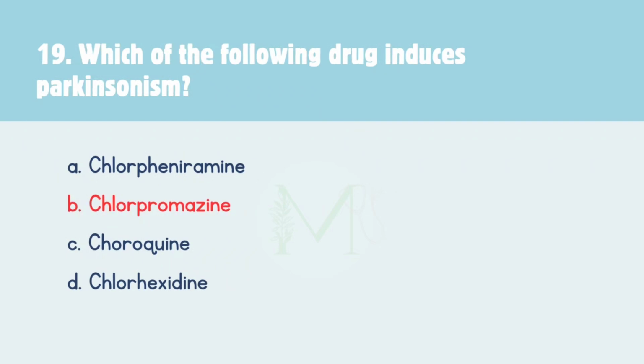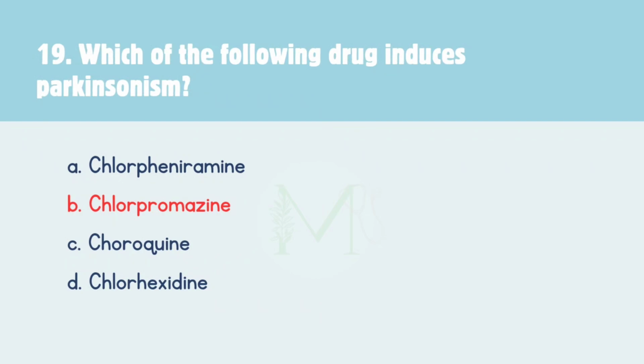Chlorpromazine is a typical antipsychotic that works by blocking dopamine receptors, which are D2 receptors in the brain. So dopamine plays an important role in controlling movement. Blocking its receptors can lead to extrapyramidal side effects, one of which is drug-induced Parkinsonism. Symptoms of drug-induced Parkinsonism include tremors, bradykinesia, which is slowness of movement, rigidity, and postural instability.